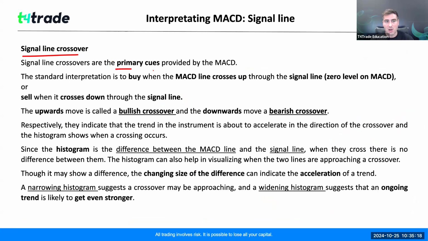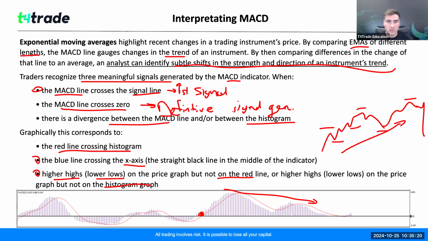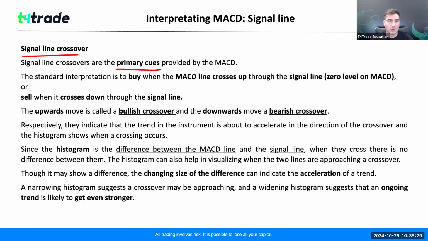Signal line crossovers are the primary cues. And excuse me, this is not a signal. I'm going to call it a cue in order for us to have a much more equal framework of talking about things. Okay, so the standard interpretation is to buy when the MACD line crosses up the signal line. So this is the blue and this is the red.